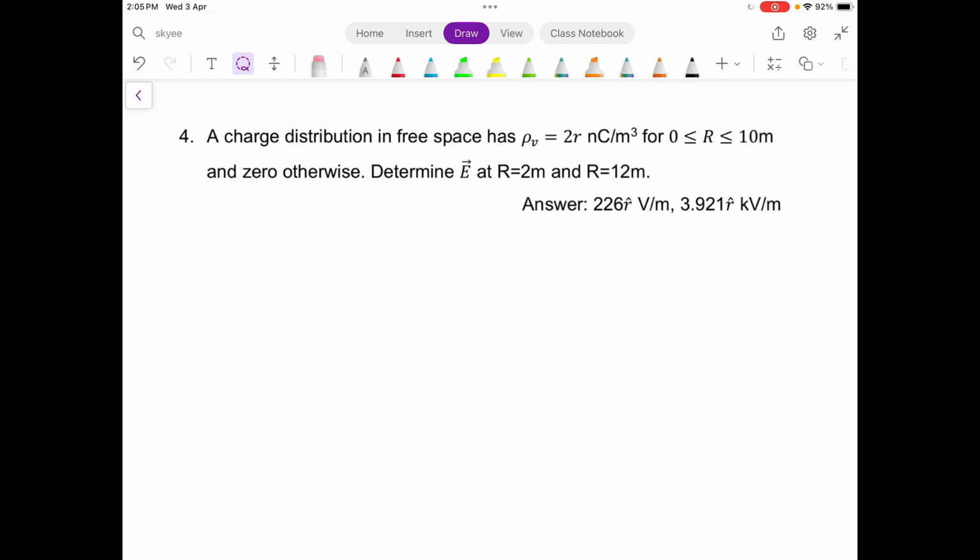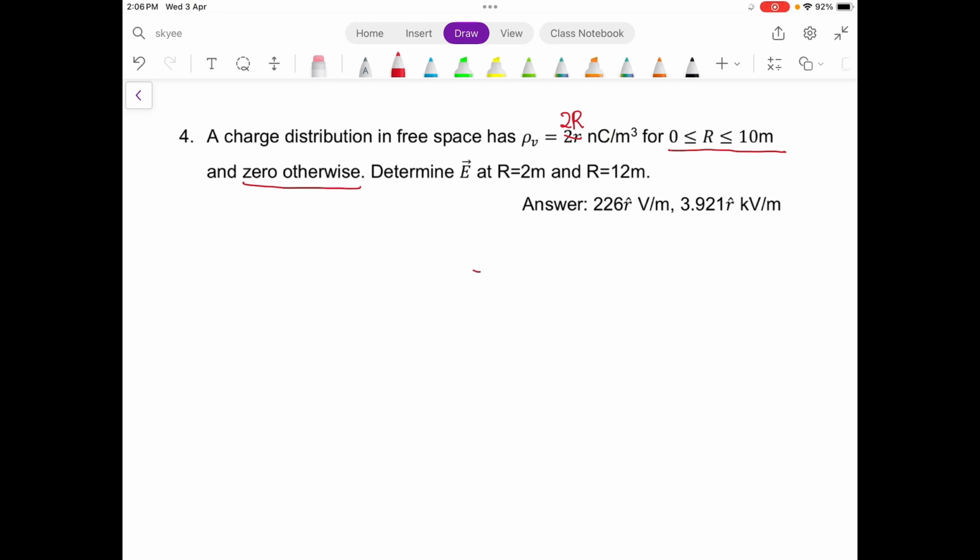This is a charge distribution in free space that has rho v equal to 2r. I think the r is actually the capital letter R. For r between 0 to 10 meters, and 0 otherwise. So it means that only when r is between 0 and 10 meters does it have the volume charge density rho v. Now you have to determine the E at 2 meters and also 12 meters.